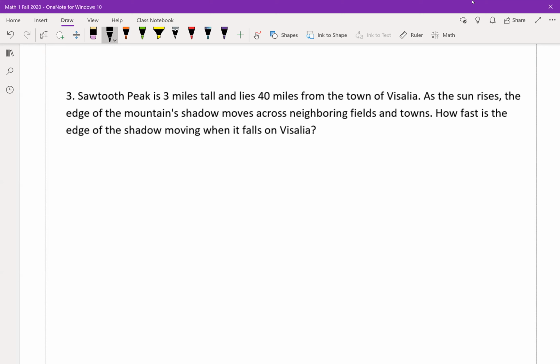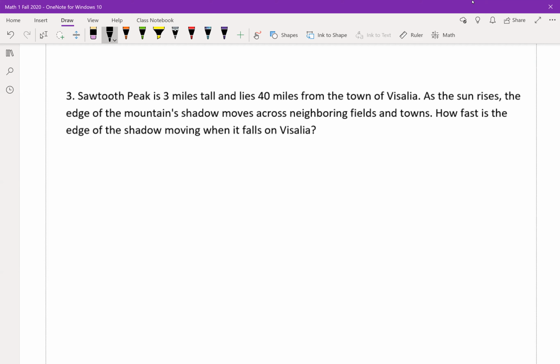Okay, now this is something that does actually happen as the sun rises in the morning. It comes up behind the Sierras over there. And as the sun appears to move across the sky, the shadow of the mountains gets shorter and shorter until the sun is overhead. So it's kind of an interesting problem here.